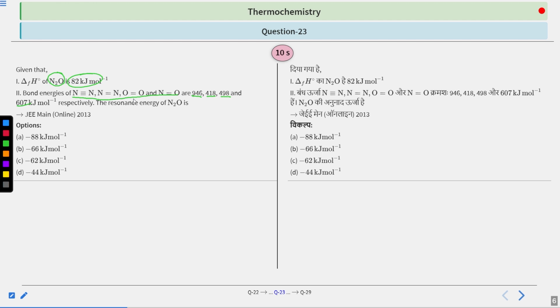But the problem here is that the value which you will calculate will not be equal to delta HF naught. Now that extra energy that you will see released is nothing but your resonance energy. So just calculate both of these and you will see the difference, and that difference will be your answer. Clear? Okay, the options are A minus 88 kilojoule per mole, B minus 66 kilojoule per mole, C minus 62 kilojoule per mole, and D minus 44 kilojoule per mole.